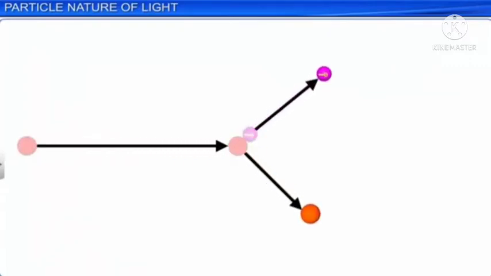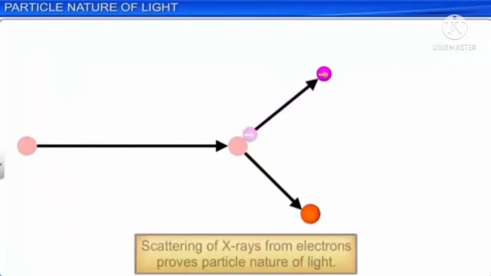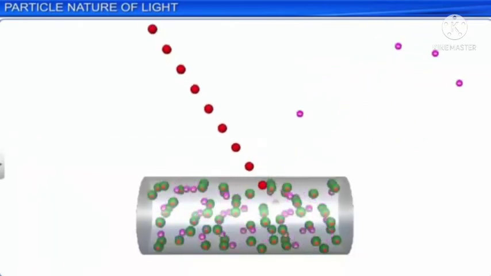In 1924, A. H. Compton proved the particle nature of light with his experiment on scattering of X-rays from electrons. The phenomenon of scattering of X-rays from electrons is called the Compton effect. Let's now summarize the properties of photons.